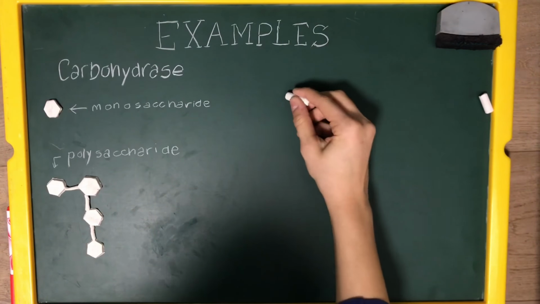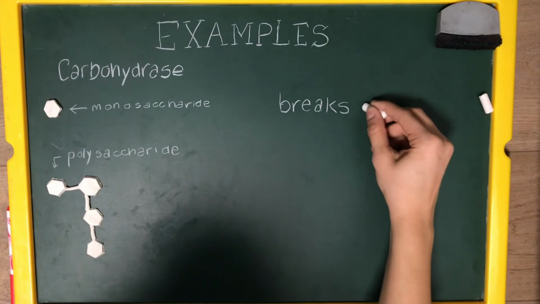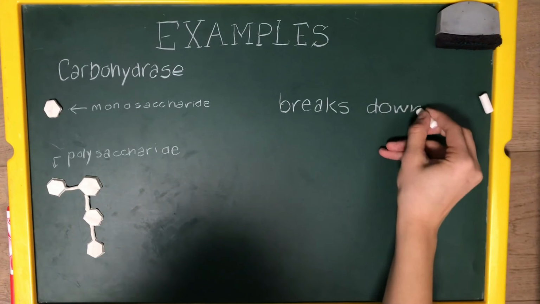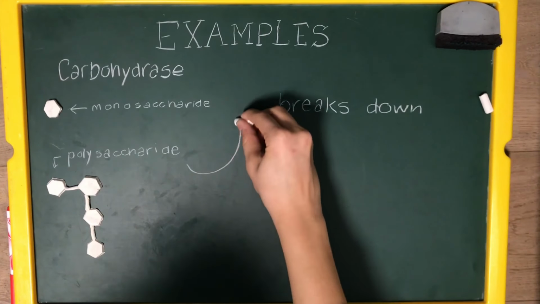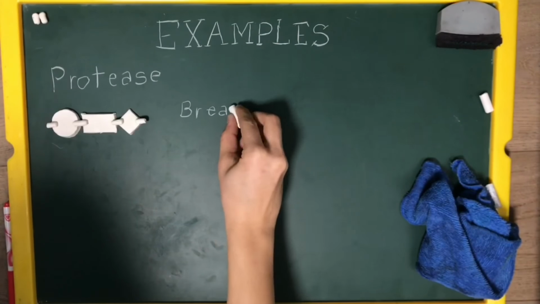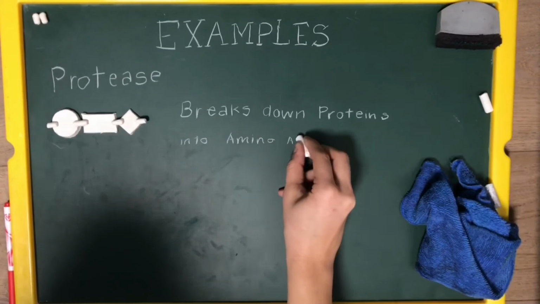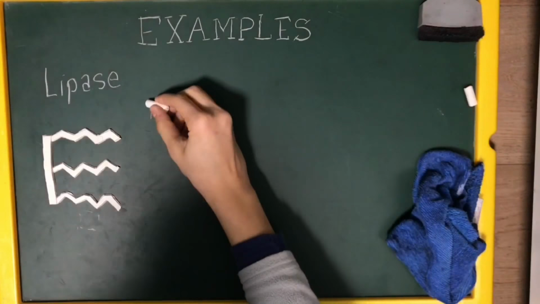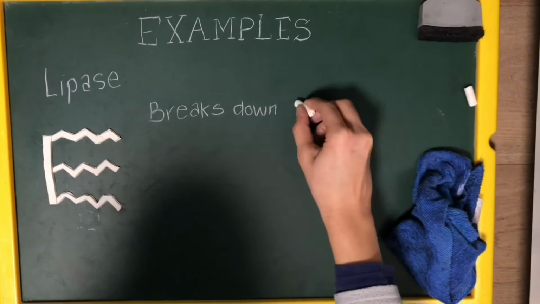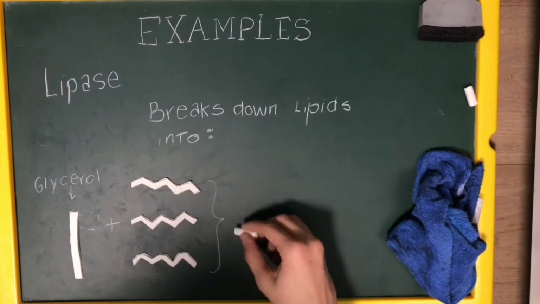The following are examples of enzymes, like carbohydrase, which breaks down polysaccharides into monosaccharides, the building blocks of carbohydrates. Protease breaks down proteins into amino acids. Lipase breaks down lipids into its building blocks, which would be glycerol plus fatty acids.